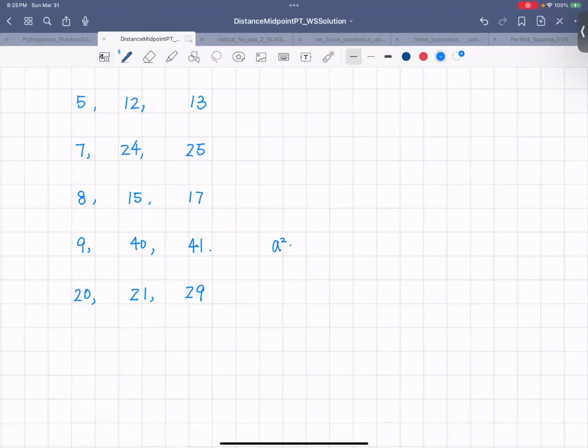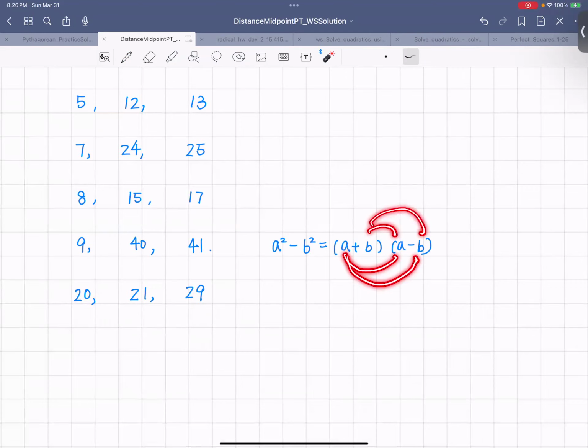A squared, Bella, minus B squared equals what? It equals A plus B times A minus B. Do you remember? Correct? Why? Because A squared minus AB plus BA minus B squared. AB and BA cancel, right?